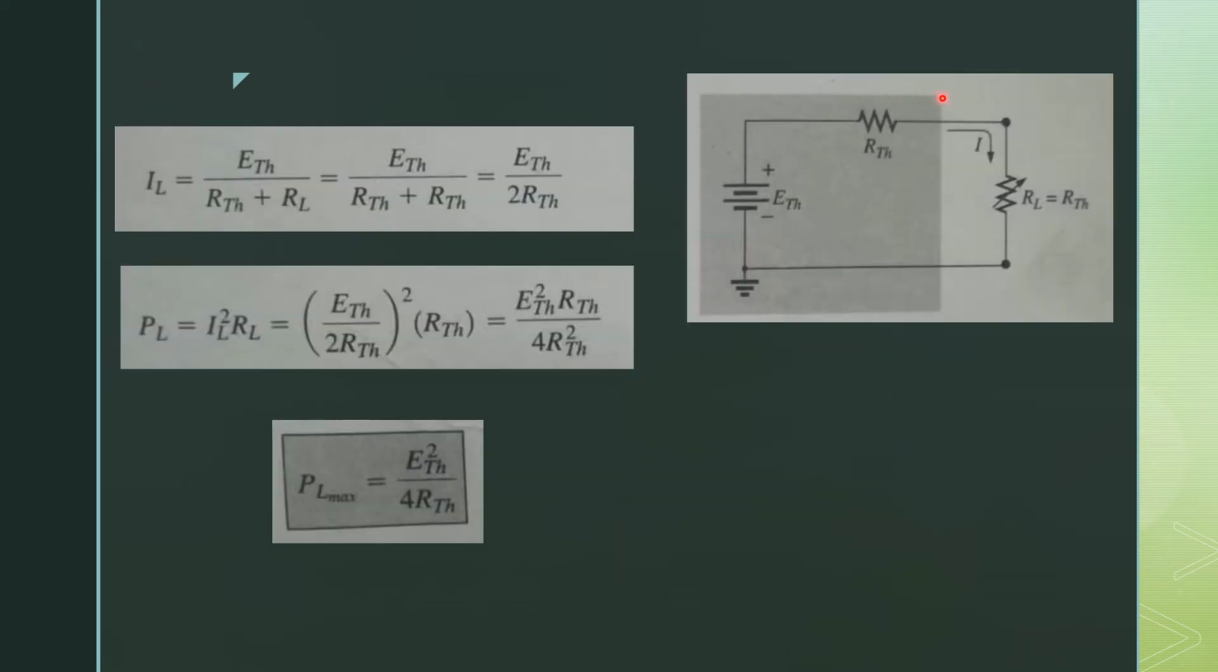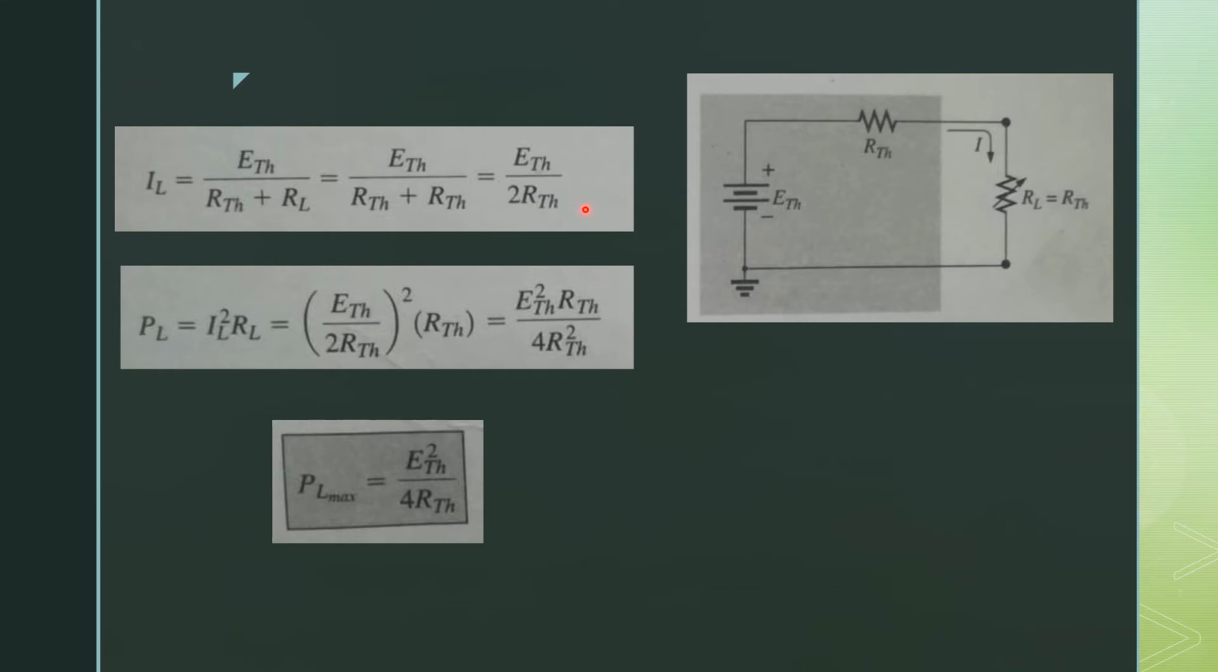From this figure you will see that this is a simple series circuit. So when we calculate the current of the series circuit, the current through the load resistor is equal to the total voltage, which is E Thevenin, divided by the total resistance of the circuit. The total resistance is R Thevenin plus RL. For maximum power transfer, RL is equal to R Thevenin, so we can replace it: E Thevenin divided by R Thevenin plus R Thevenin. So the current through the load resistor is equal to the total voltage divided by 2 times R Thevenin.